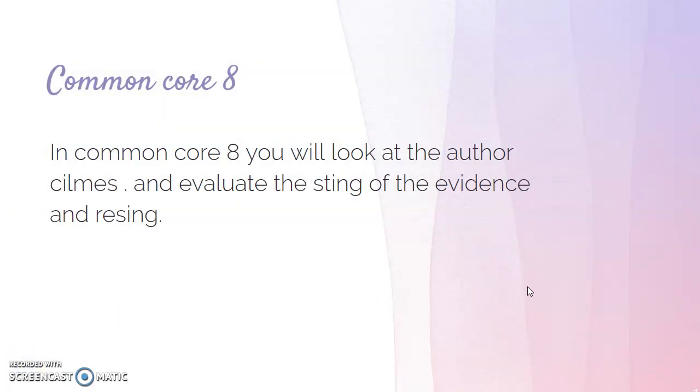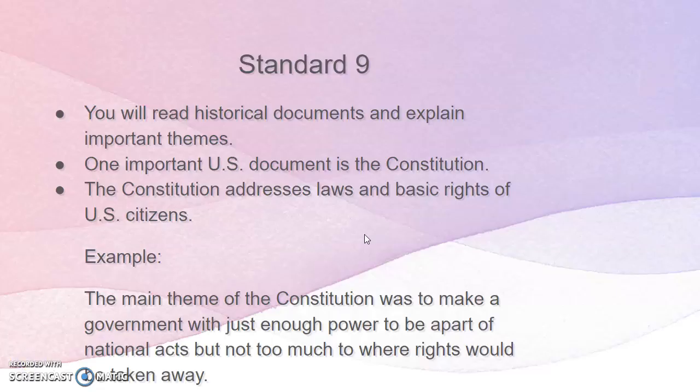In Common Core 8, you will look at the author's claims and evaluate the strength of the evidence and reasoning. In Standard 9, you will read historical documents and explain important themes. One important U.S. document is the Constitution. The Constitution addresses laws and basic rights of U.S. citizens. For example, the main theme of the Constitution was to make a government with just enough power to be a part of national acts, but not so much that it would take away rights of the citizens.